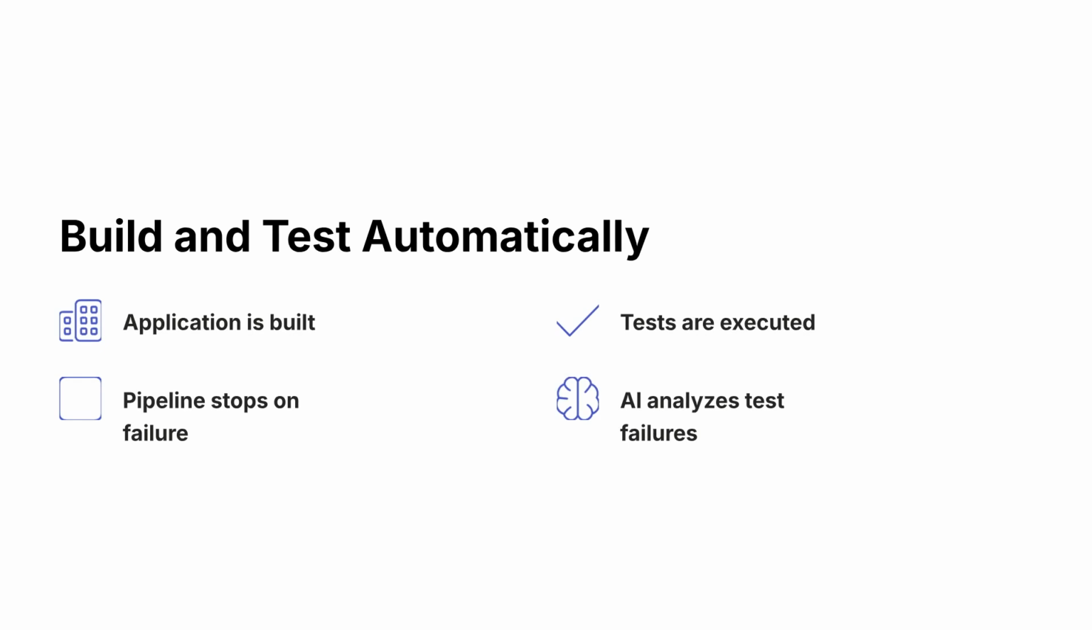In this stage, Jenkins builds the application and runs automated tests. If tests fail, the pipeline stops immediately. This ensures broken code never reaches production. AI helps by analyzing test failures and suggesting possible fixes.